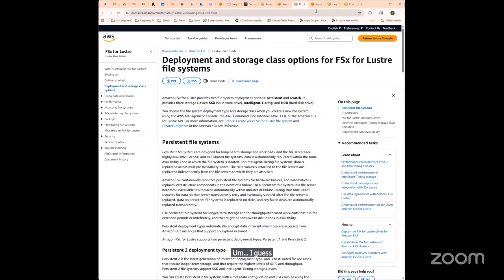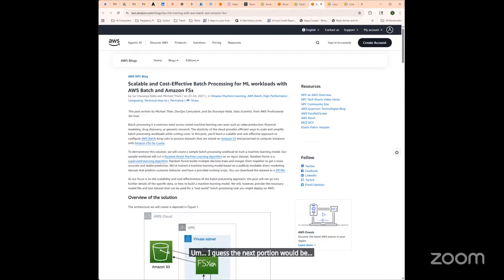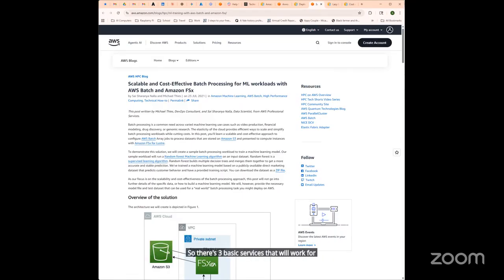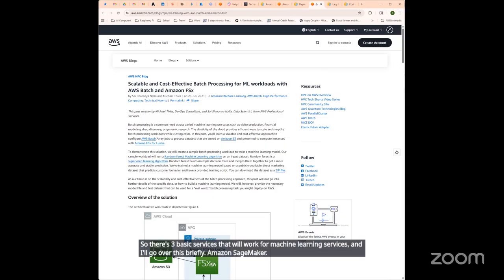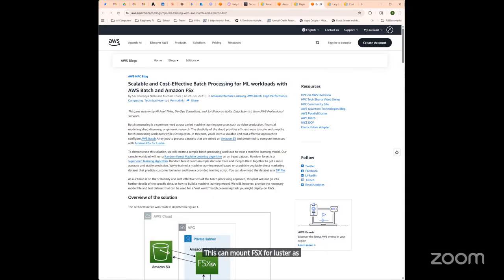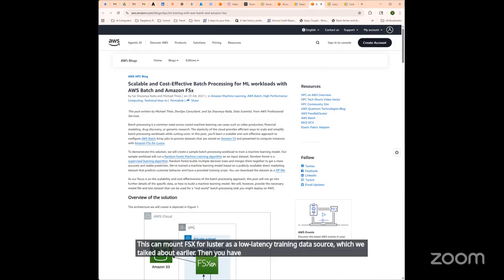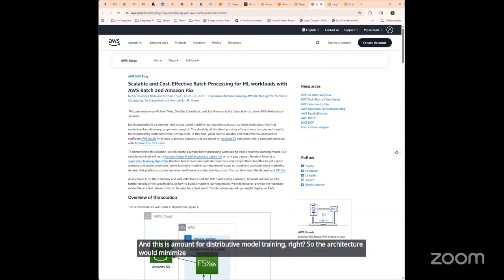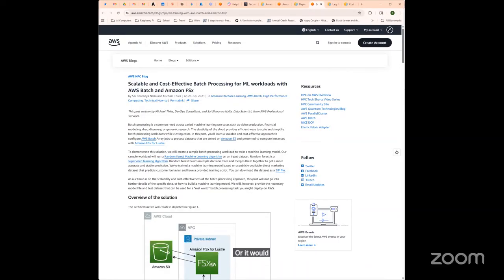I guess the next portion would be machine learning workloads. All right. So there's three basic services that will work for machine learning. I'll go over this briefly. Amazon SageMaker can mount FSx for Lustre as a low latency training data source, which we talked about earlier. Then you have S3, and FSx can act as that buffer for cache or layering for S3 data. And it can work with EC2, ECS, or EKS. And this is a mount for distributed model training, right? So the architecture would minimize the time spent downloading data, and it would speed up training or feature engineering or data pre-processing, right? And let's go into the console real quick and see if we can get in.